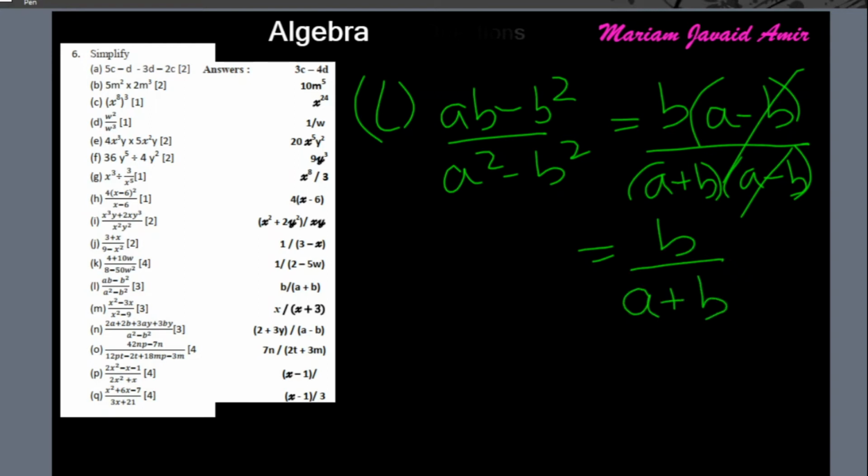No further cancellation is possible. This b and this b won't cancel out. Don't make that mistake because there is a plus sign here. It's not a multiplication sign.